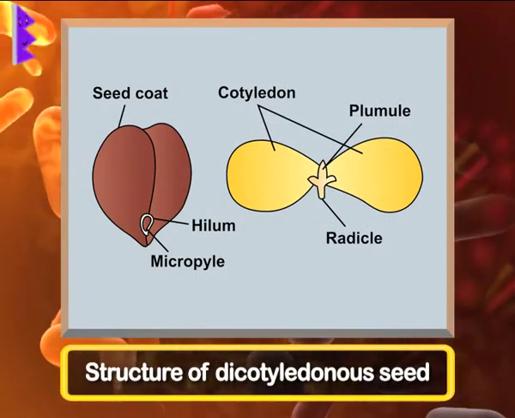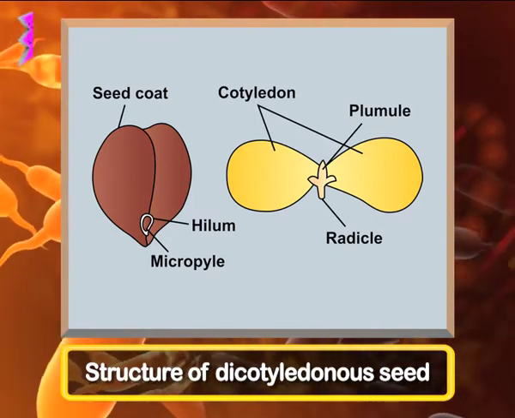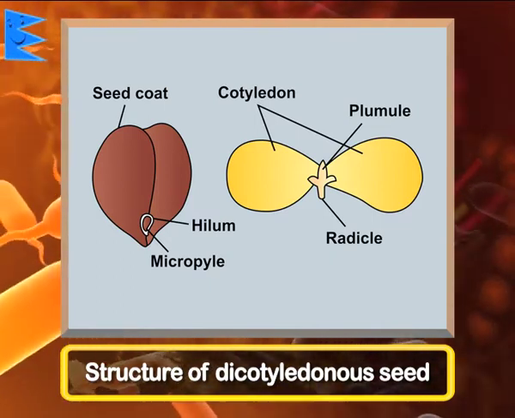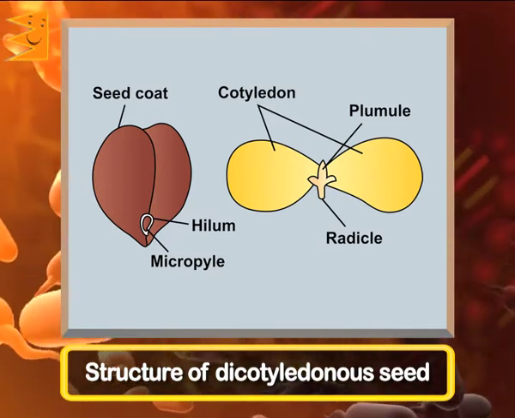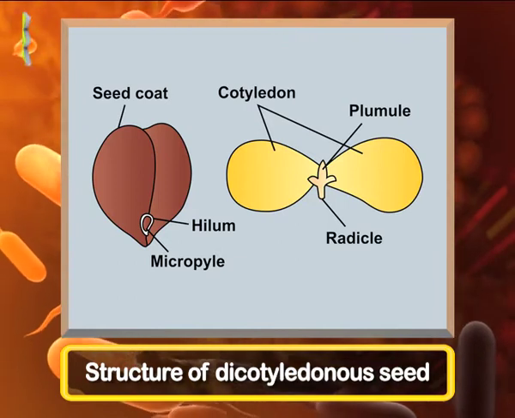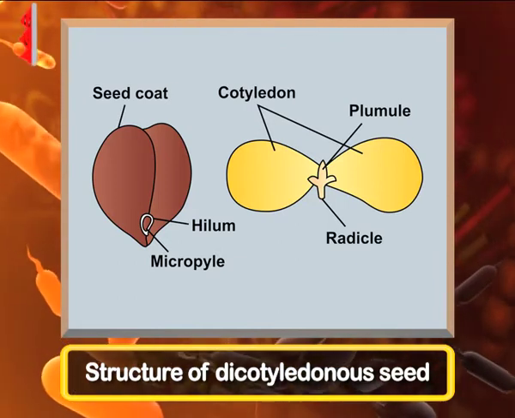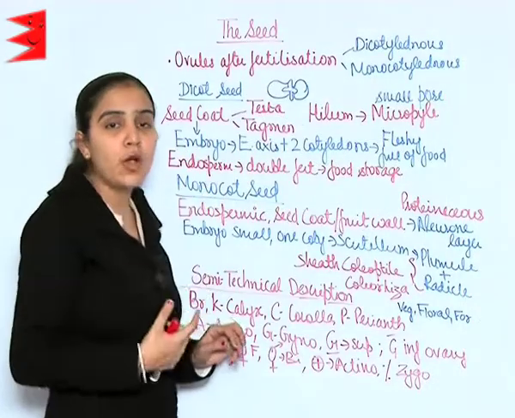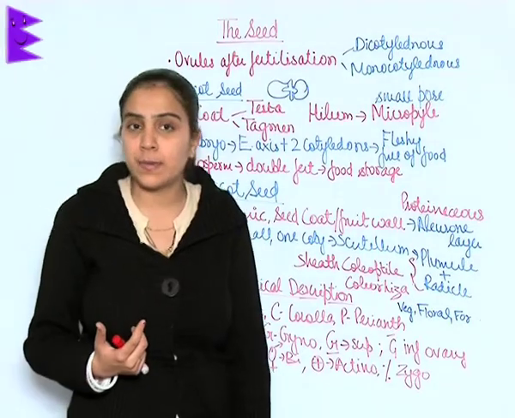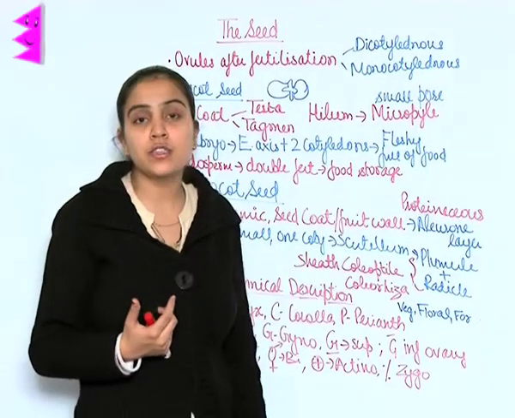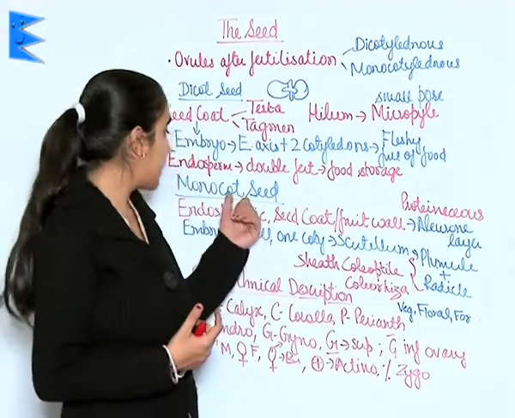Then inside the seed coat, the embryo is present, which has an embryonic axis plus two cotyledons, and these cotyledons are fleshy because they are full of reserved food. Endosperm may or may not be present. Endosperm is formed after double fertilization and is usually responsible for the storage of food.